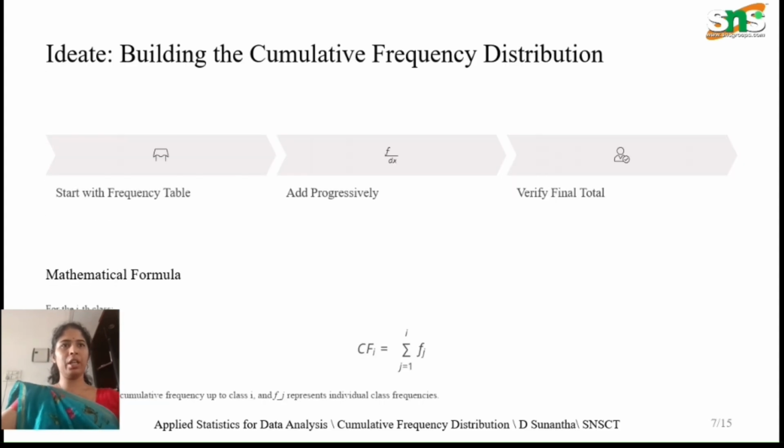Next is the ideate part. We start with the frequency table. Next we add progressively: the first value plus the second value, next the sum of the first and second value plus the third value. Similarly we go to the final value. That is the formula.